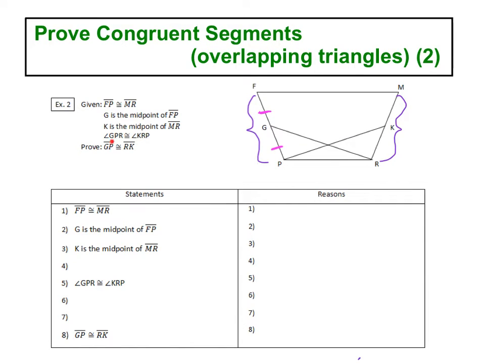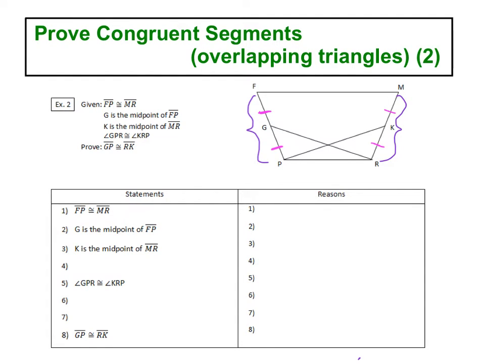Alright, they also told us that K is the midpoint of MR. Now let's see if this makes sense. If FP, this longer segment, is the same length as MR, and G is a midpoint and K is a midpoint, do you think that these shorter segments on both sides will all be congruent to each other? And hopefully you're saying, yep, that makes sense. We think that MK and KR are also congruent, and I'm giving all of those just one of those dashes because they all four are the same length.